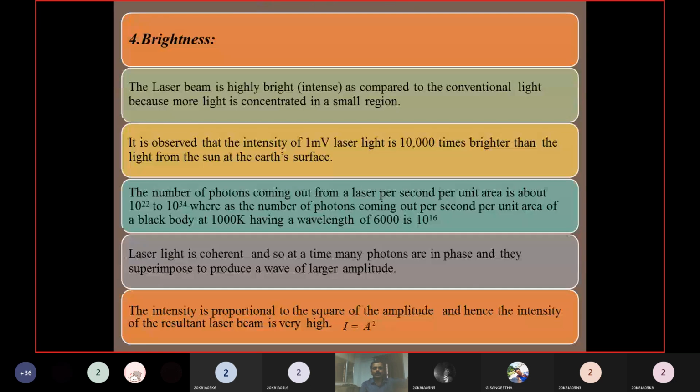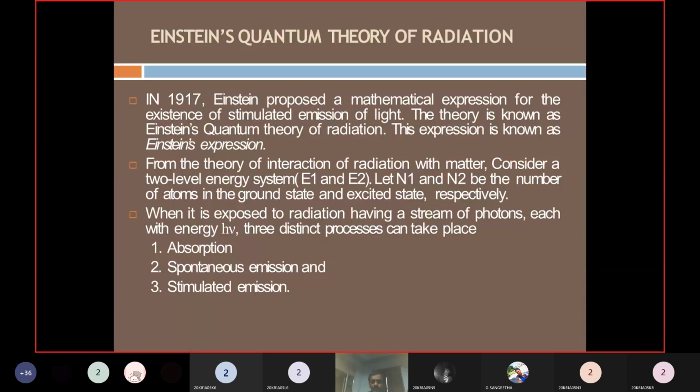Yesterday we discussed the characteristics of the laser, mainly four characteristics. Now, Einstein's quantum theory for radiation. In 1917, Einstein proposed a mathematical expression for the existence of stimulated emission of light. The theory is known as Einstein's quantum theory of radiation. We already discussed it in the last class.